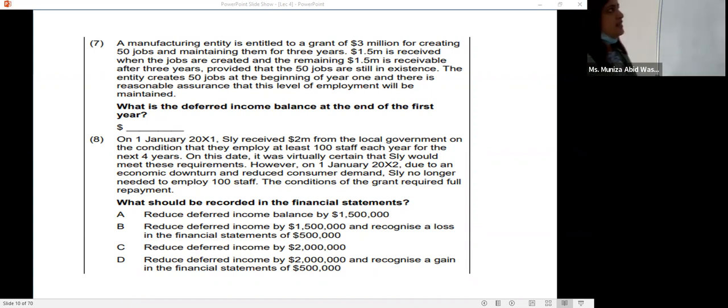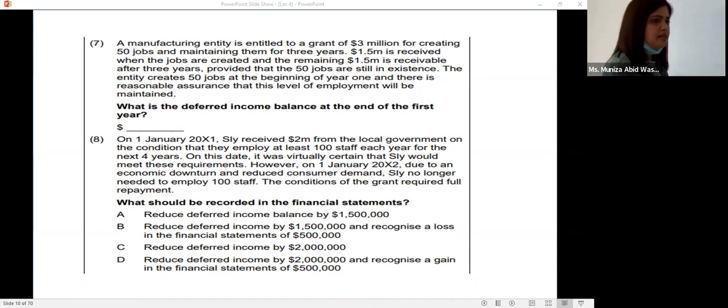A manufacturing entity is entitled to a grant of $3 million for creating 50 jobs and maintaining them for 3 years. Okay, the 3 million grant is for 3 years. So each year, how much will be taken to the revenue, students? 3 million divided by 3 years, 1 million is going to be taken as revenue for the grant. All of the 3 million will not be taken to our SOPL as a grant. Only the matched part is going to be taken.